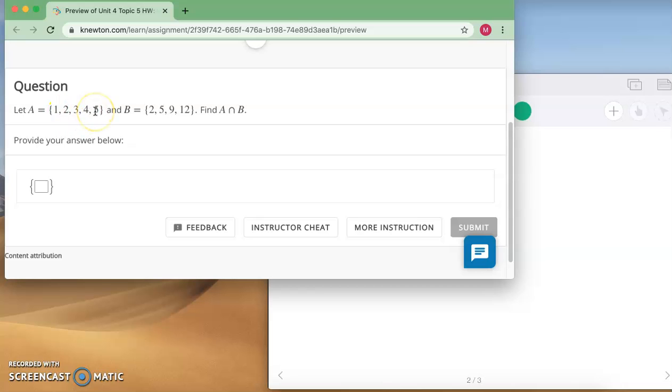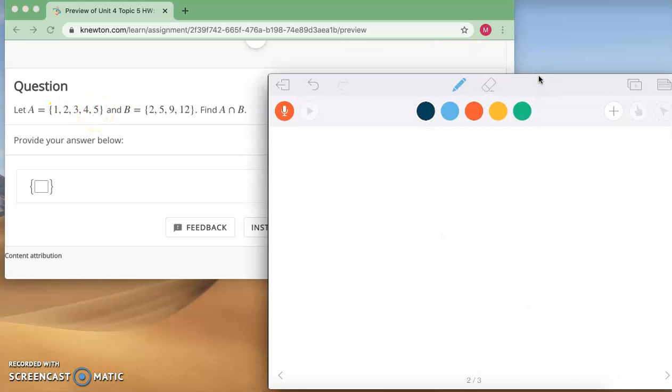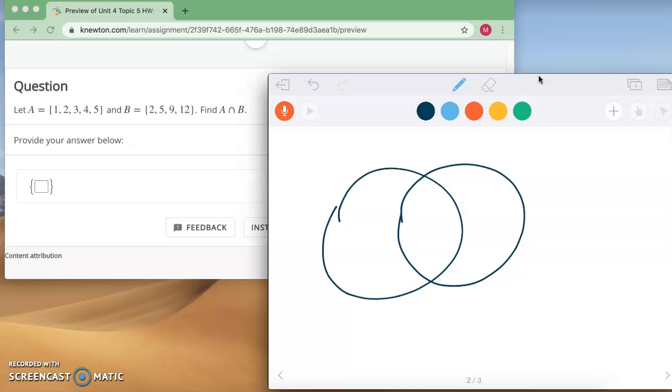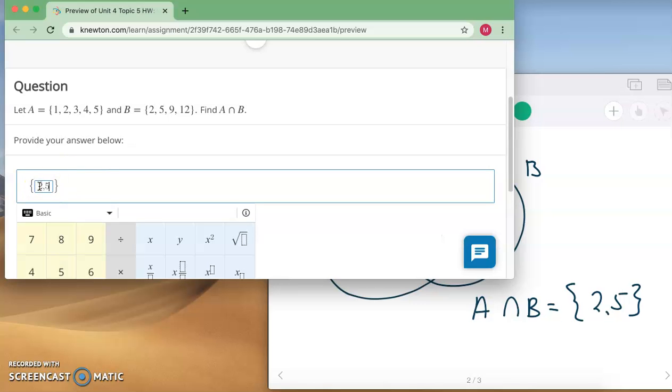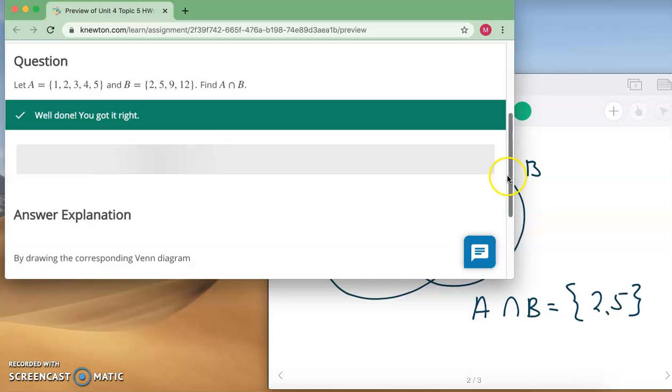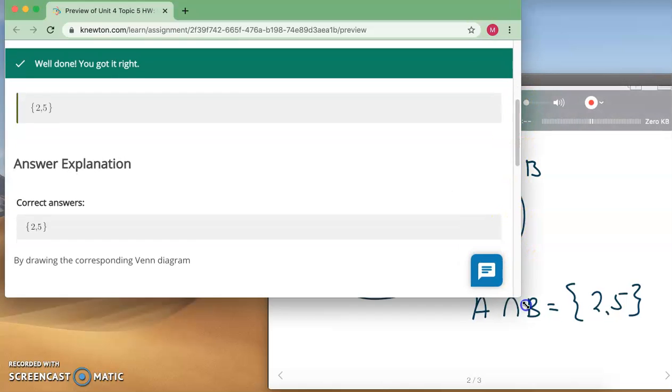I say, okay, 2 and 5 are in both, so I know that's the intersection, but if you're having a hard time just listing it, you can always draw your Venn diagram. So we have our two circles. This is A and B, and 1 is only in A, 2 is in both, 3 is in A, 4 is only in A, and 5 is in both. And then we have 2 and 5 already, 9 is only in B, and 12 is only in B. So A intersect B equals the set 2 and 5. So let's go ahead and plug that in for our answer, 2, 5. Submit. Well done.